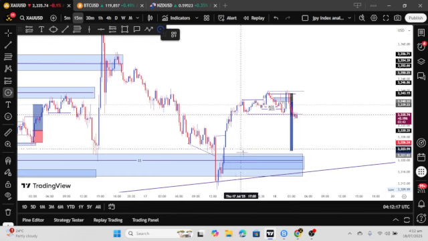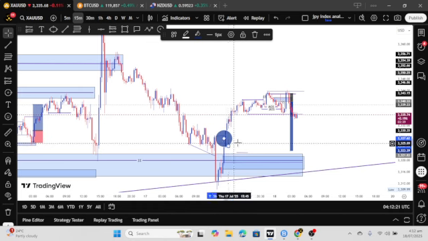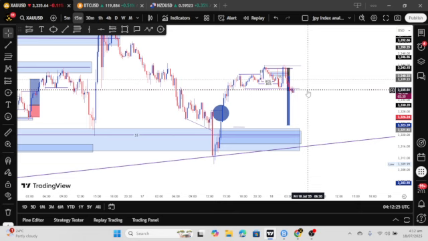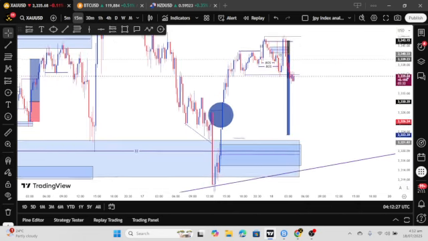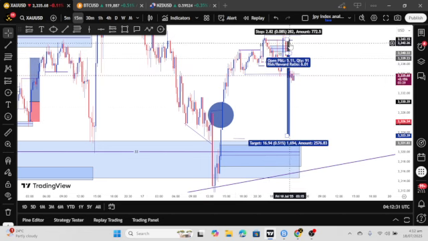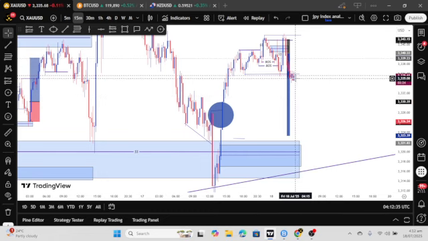I went on a buy around this zone. So I bought gold around here. I saw a break of structure and change of character, a market shift here. So I saw it. I had to close out of this position. Then I went back on the sell. Right now, this is what's happening here.